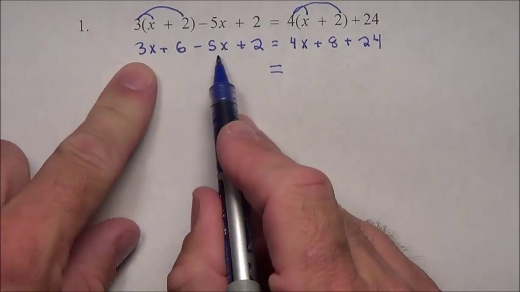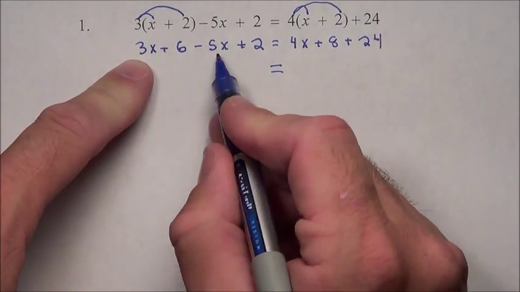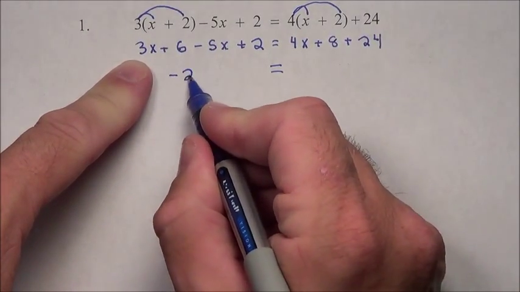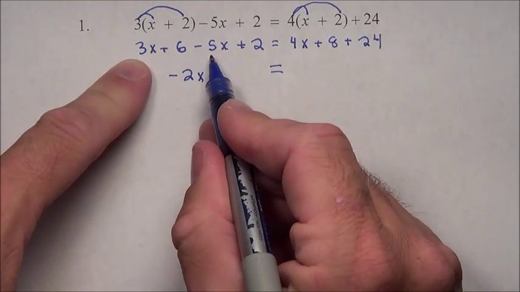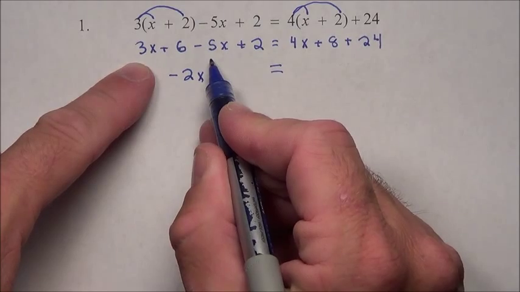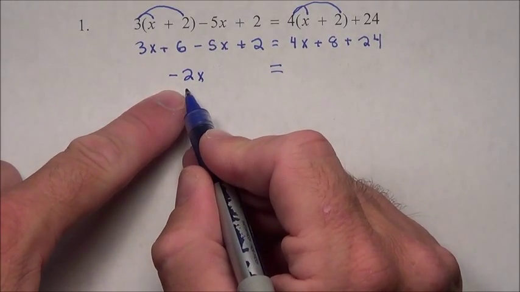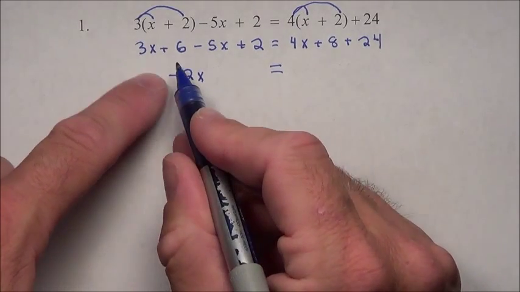So I've got 3x minus 5x. 3x take away 5x, that's a negative 2x. I lost more than I gained. If I go to Vegas and I lose $5 and then gain 3, my net result is a loss of 2. So it's a negative 2x.